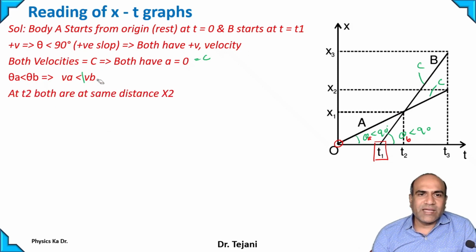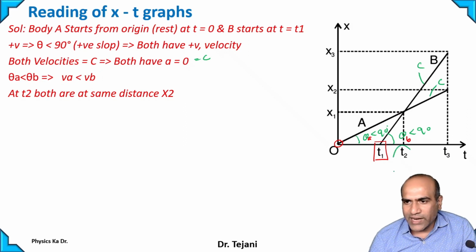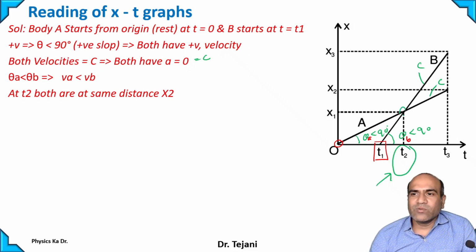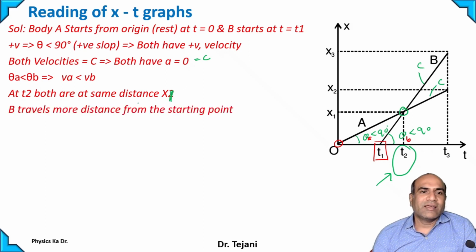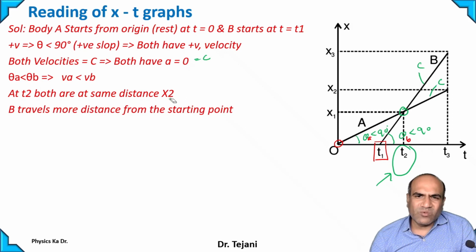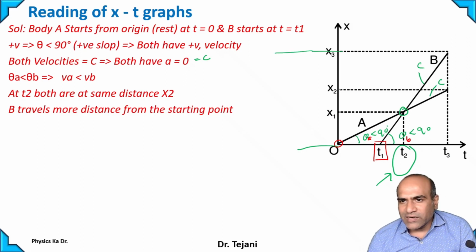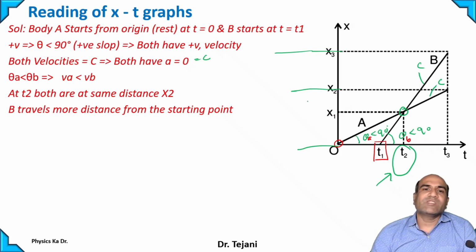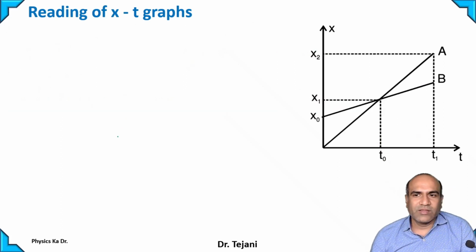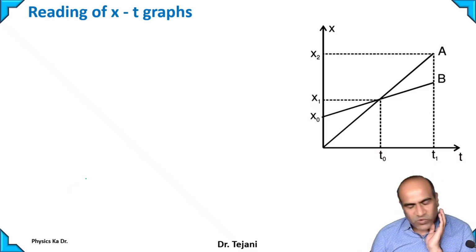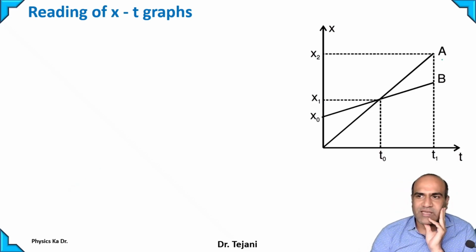Then the next comparison is that at this T2, both have similar displacement, x1. And the last observation, or you can have more observations also: B starts from 0, so B travels from 0 to x3 and A travels 0 to x2. That means B travels more. So these are the observations. Let's have one more reading from that. It is given like that. A is here, B is here. Very similar to the previous case.